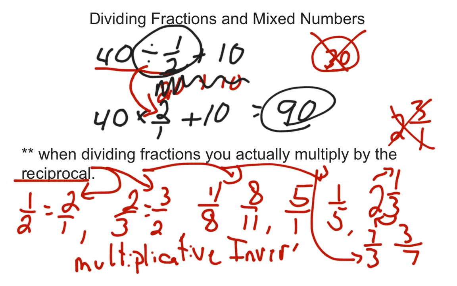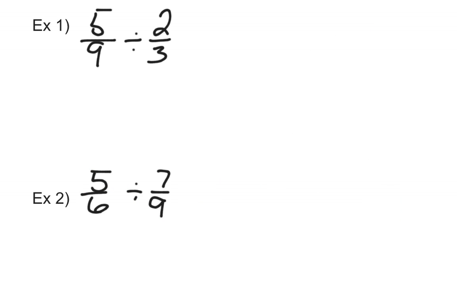Okay? Means the exact same thing as what reciprocal does, but basically taking your fraction and flipping it upside down. Okay, let's do a couple here. So, example 1, we're going to do 5/9 divided by 2/3. Now, before we dive in and do this, the first thing I want to point out is this.